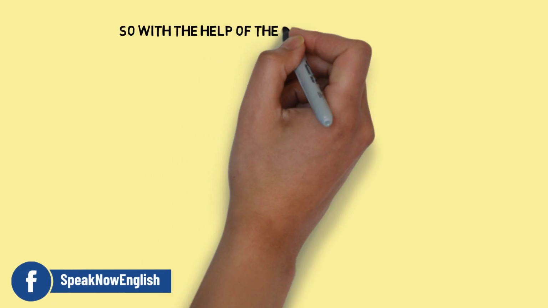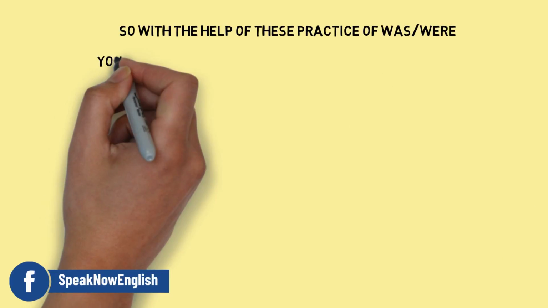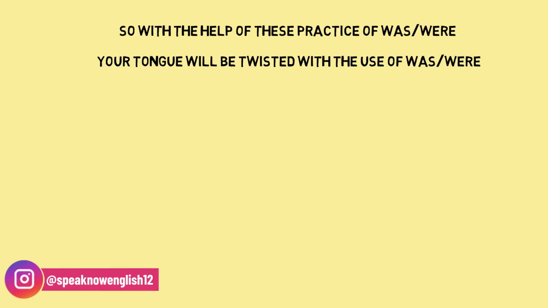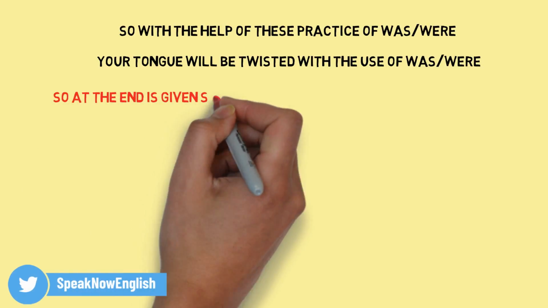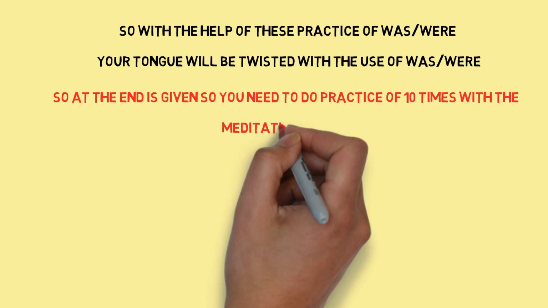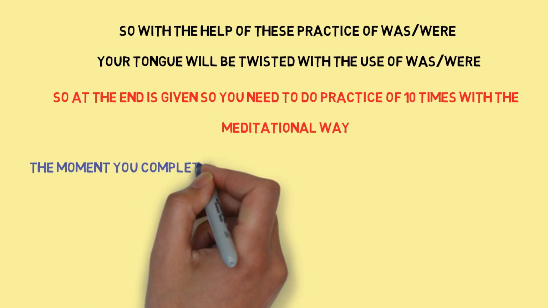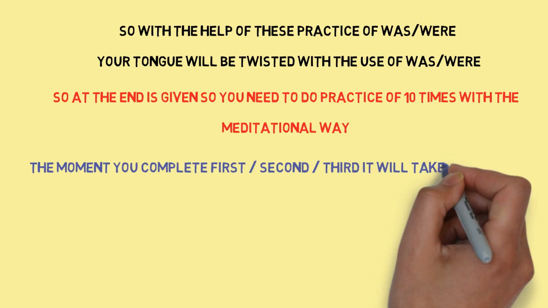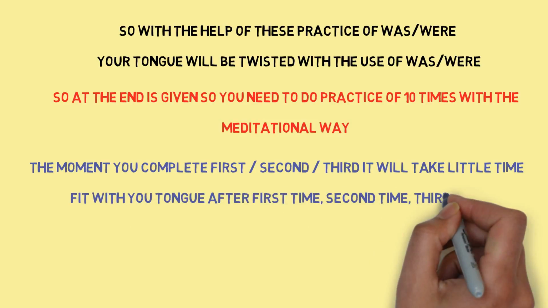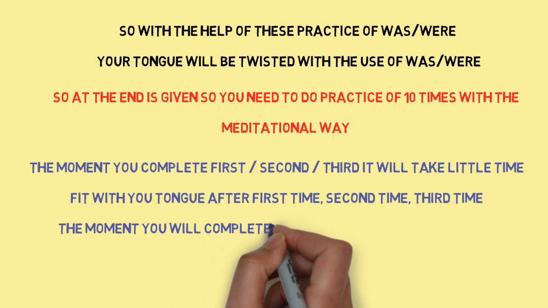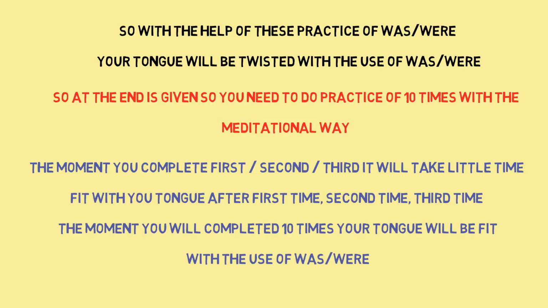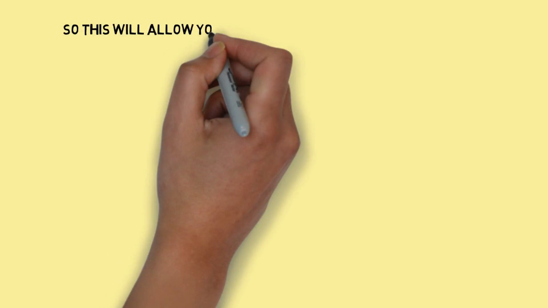So with the help of this practice of was, were, your tongue will be twisted with the use of was, were. At the end, it is given that you need to do the practice 10 times with the meditational way. When you complete the first, second, third time, it will take a little time to fit with your tongue. But the moment you complete 10 times, your tongue will be fit with the use of was, were.